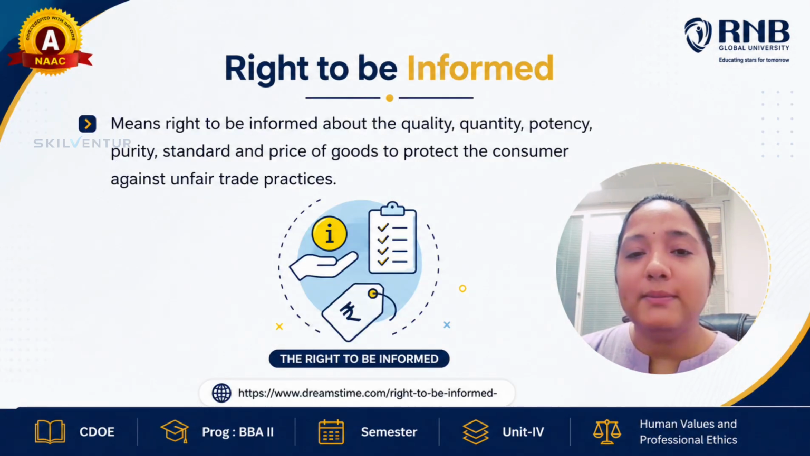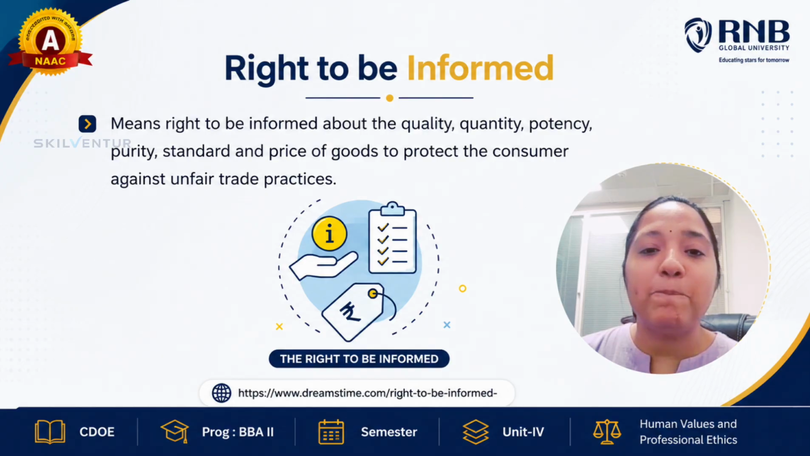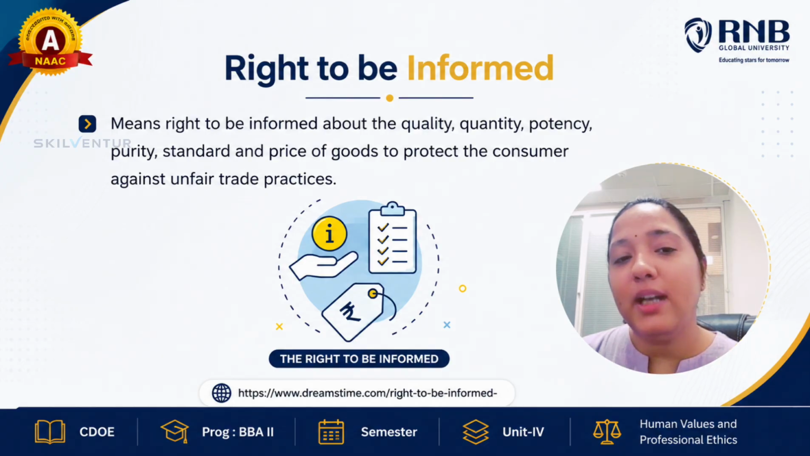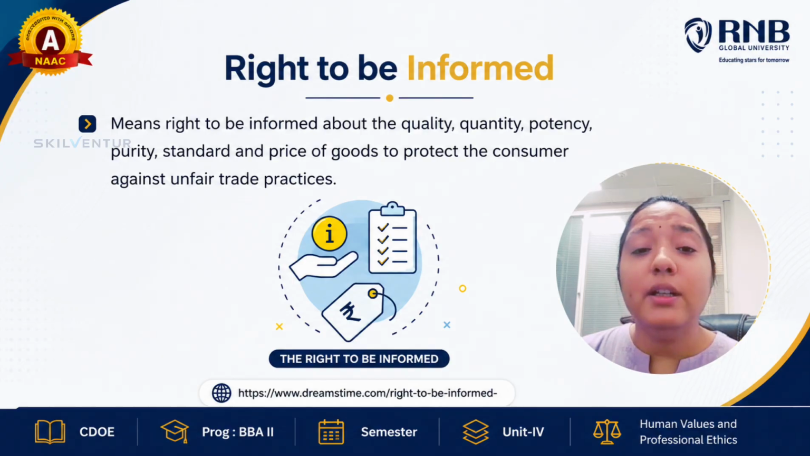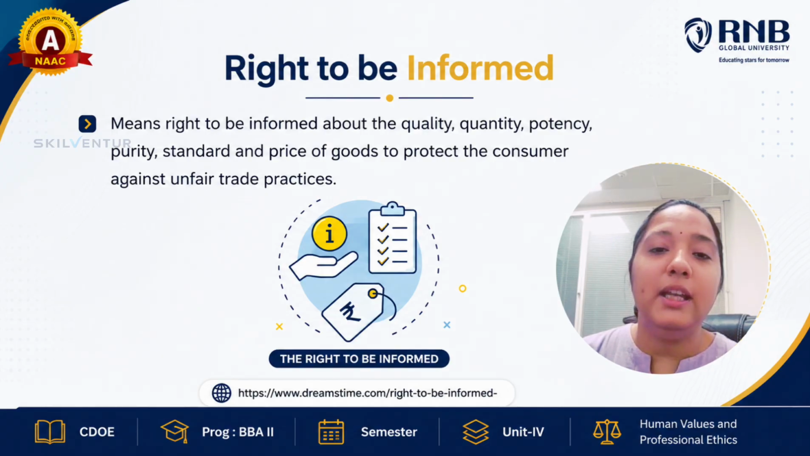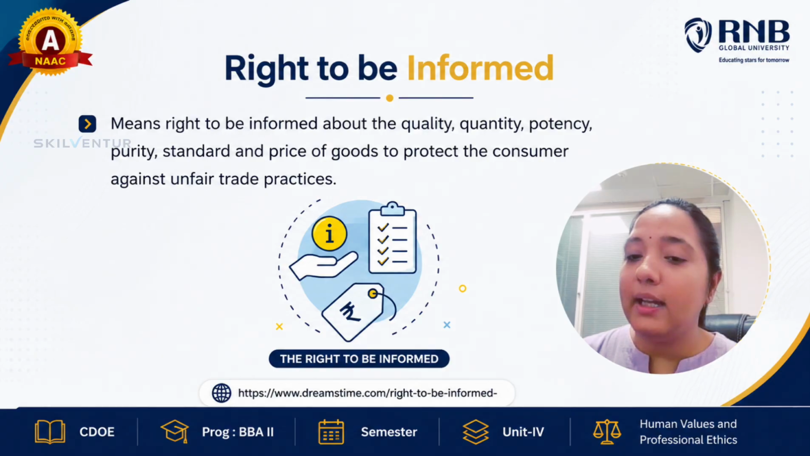Now we are going to learn about the right to be informed. This is one of the most important consumer rights, and the right to be informed means that every consumer has the right to get complete and accurate information about a product before purchasing it. This includes details such as quality, quantity, price, ingredients, expiry date and usage instructions.